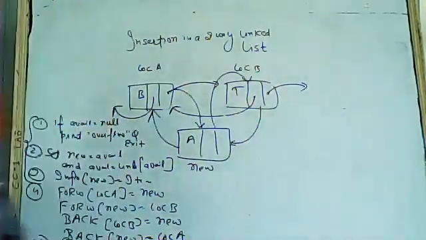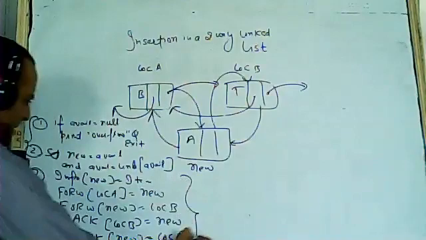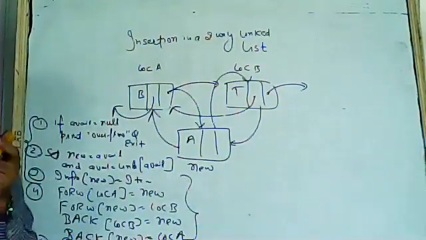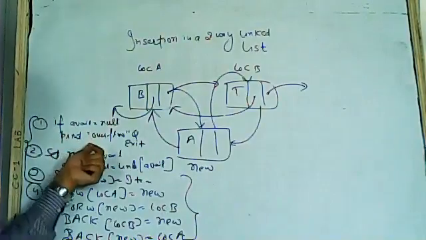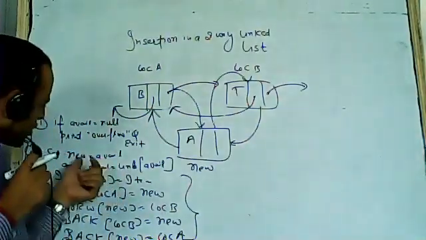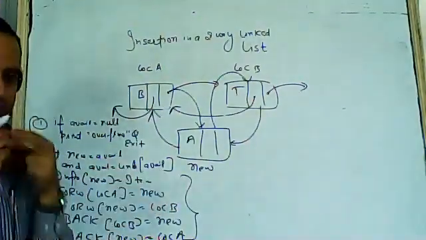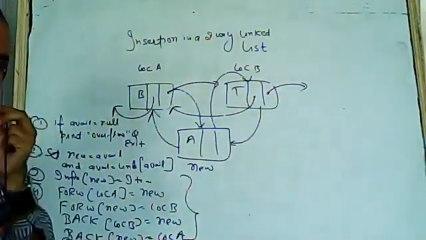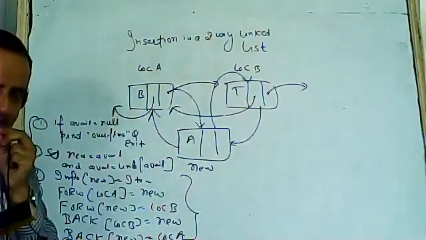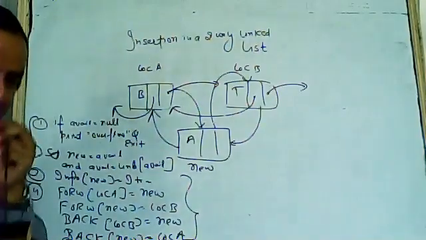Any step which is not clear, I can repeat. The first three steps are the same. Just this is the new step. Because if avail is null, we cannot perform insertion, overflow. Otherwise, I will take a new node from avail, and avail will point to the next node. I took data for new and linked it. Any doubts, please? Should I erase this? Is it clear to everyone? Yes, sir.